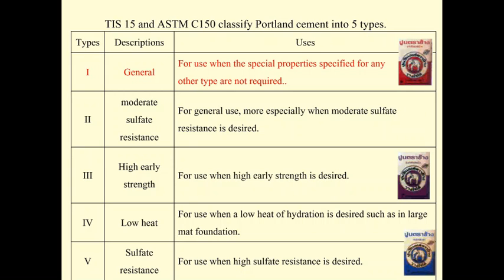There are 5 types of Portland cement. However, only three are very popular in Thailand. This is the first one. That is the general use. You may use this a lot. Usually, for example, for the SCG, it has the label like this.